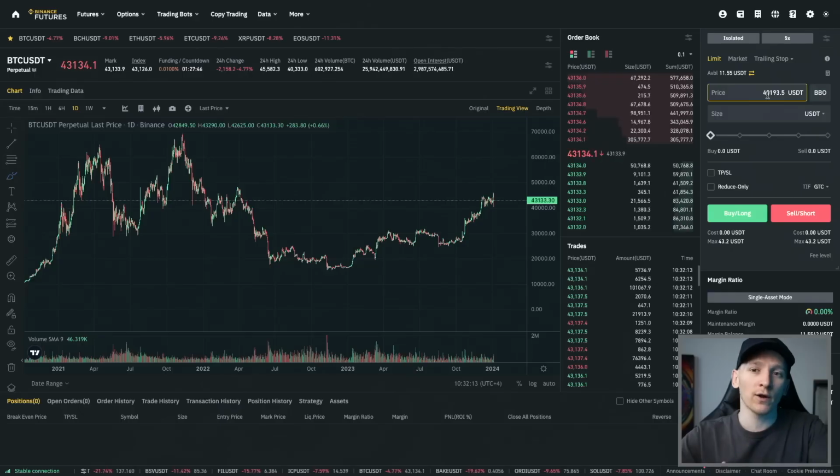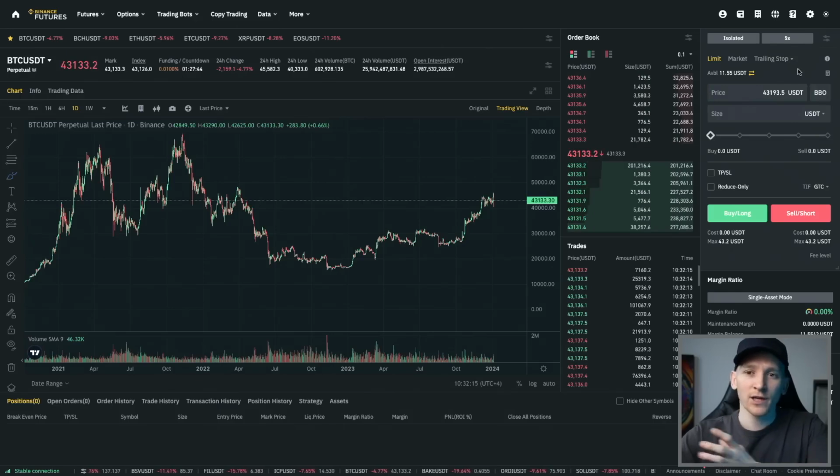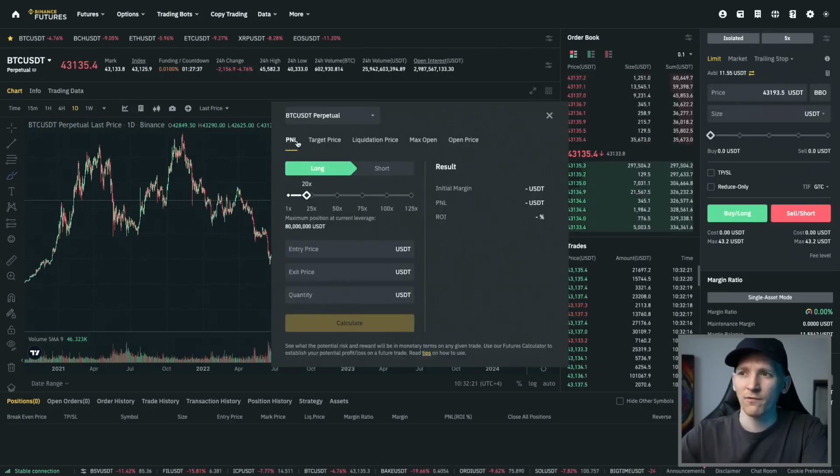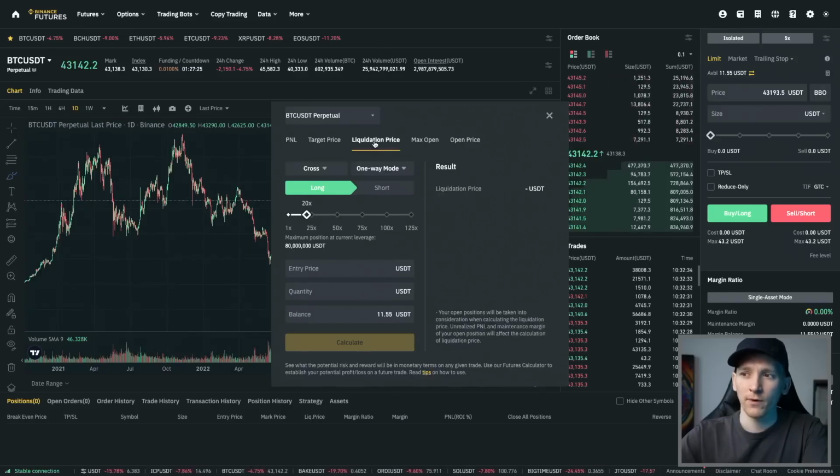Binance also has an order calculator that we can use to work out our liquidations if they may occur, and change our leverage to just be more aware of what's happening. So up in the top right, click this, and then you have P&L. So you can work out, if you have an entry price and an exit price that you think may happen, what your P&L may be here based on the quantity and the margin that you're taking. But we're going to look at liquidation price.